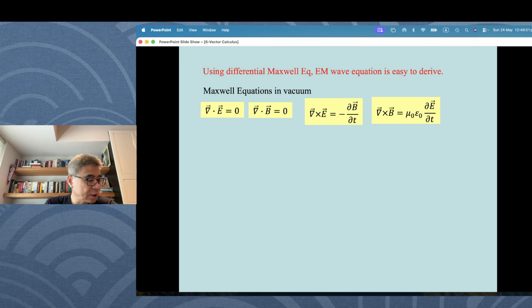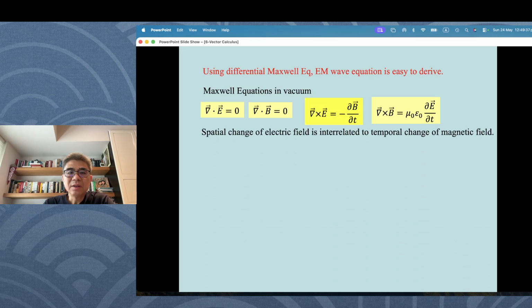We don't really need the charge and current everywhere in space for the electric field to be generated. You can just have your electric field and magnetic field change with time, and then they will generate each other in turn. That's what we are going to derive an equation for, this kind of phenomenon. Now we have four differential Maxwell equations.